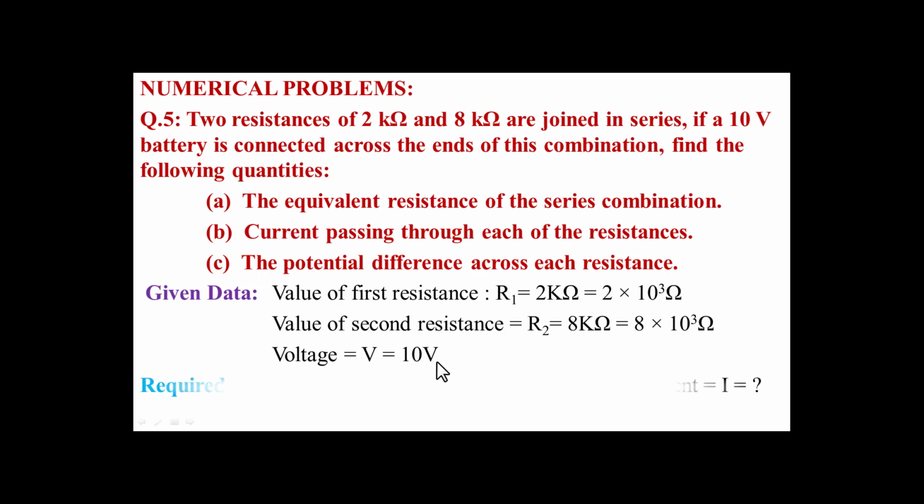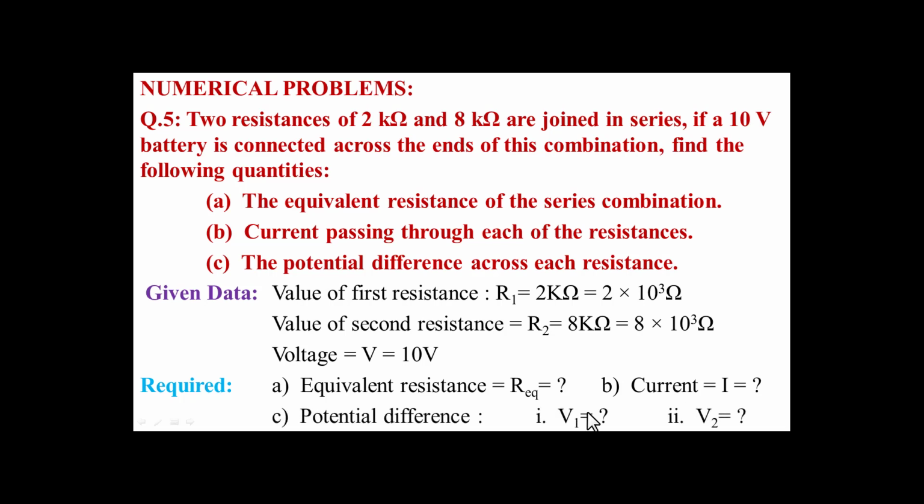So we are required to find the equivalent resistance, R equivalent, equal to question mark. In part B, the current through each resistance, so current is equal to I. And in part C, the potential difference across each resistor, so V1 and V2. Now let's start the solution.